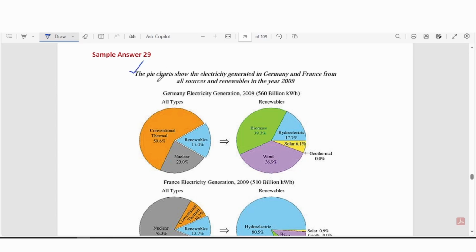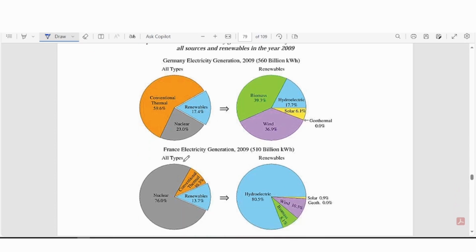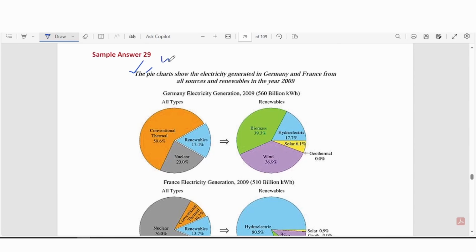Let's say if you use the intro here, the pie chart. So how many pie charts are there? 4, right? So you can say the 4 pie charts illustrates the electricity. They have said generated, so we use the word generated there. So you can use produced, right? Electricity produced in how many countries? 2 particular countries, right? 2 individual countries called nations, 2 individual nations called Germany and France, from all sources and reliable. So you cannot change that in the year. So instead of writing in the year, write in a specific year, in a particular year, 2009.